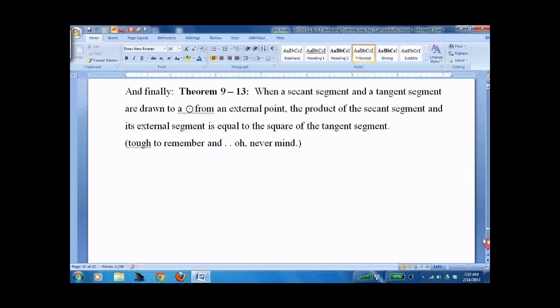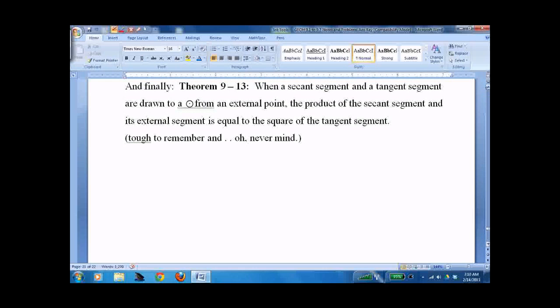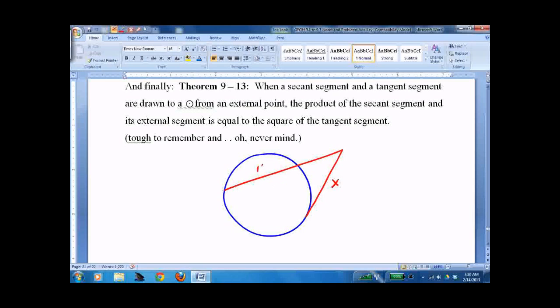And the last one, very similar to the one we just did. You've got a secant and a tangent. We'll call this x, we'll call this 18, we'll call this 2. This part is the same as what you just saw. 2 times 2 plus 18.